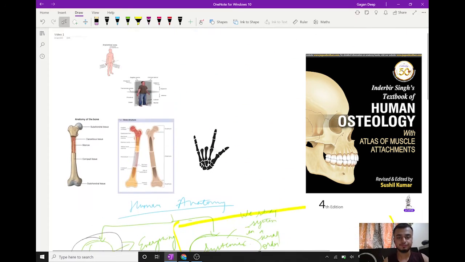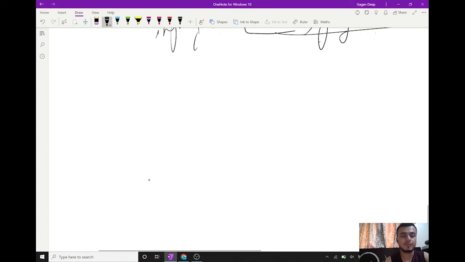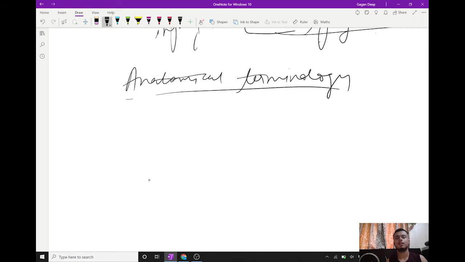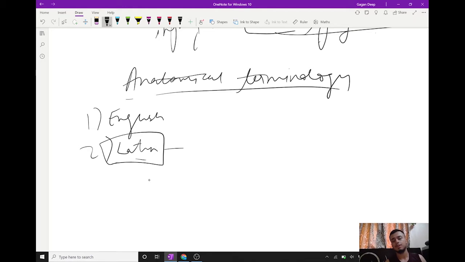Now, moving further in anatomy, now we are going to talk about anatomical terminology. In anatomy, we study terminology in two languages mainly. First is English and second one is Latin. Why do we need to study in Latin? Because it is kind of a universal language, and just like the scientific names of any species, it is also recognized everywhere in the world. So Latin is also studied.